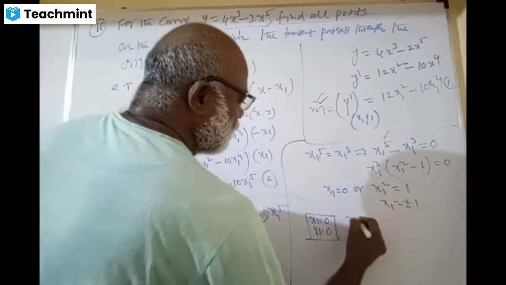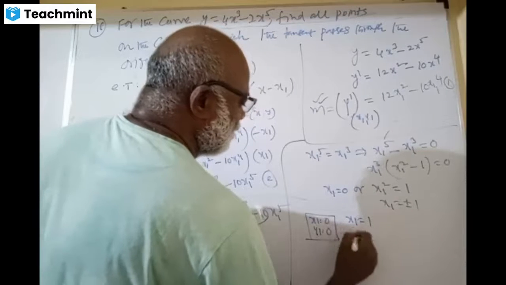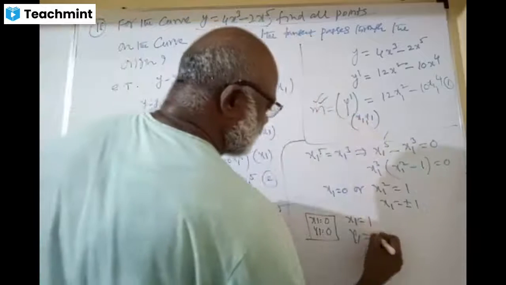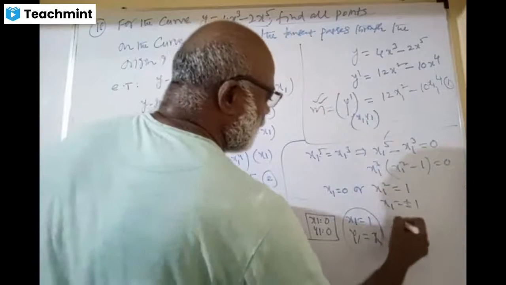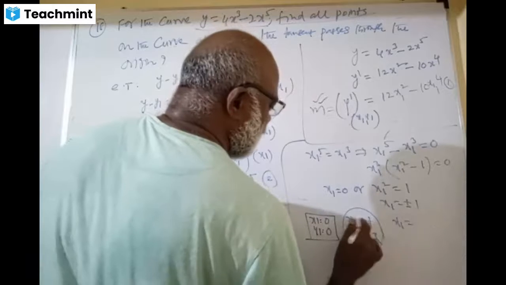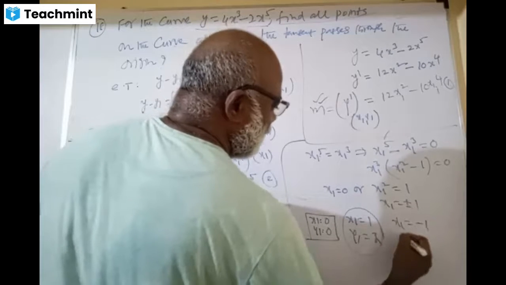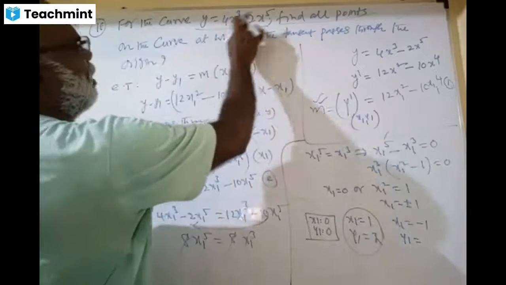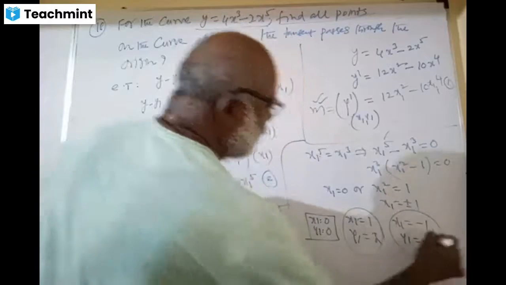x1 is plus 1 and y1 is what? Put 1 here. 4 minus 2 is 2. This is another point now. Then x1 is minus 1, y1 is, put minus 1 here, minus 4 plus 2, becomes minus 2. This is the third point now.